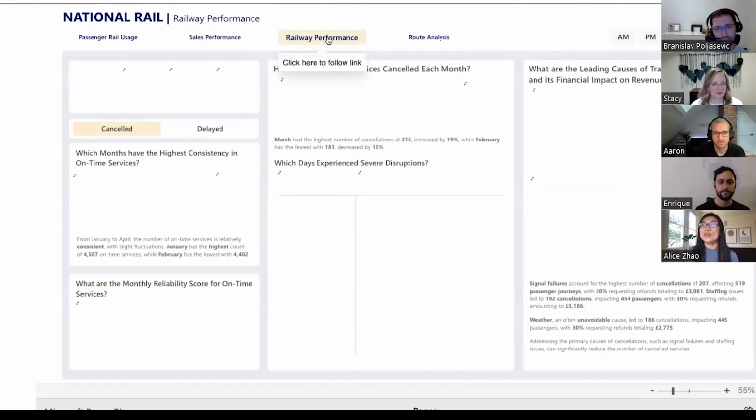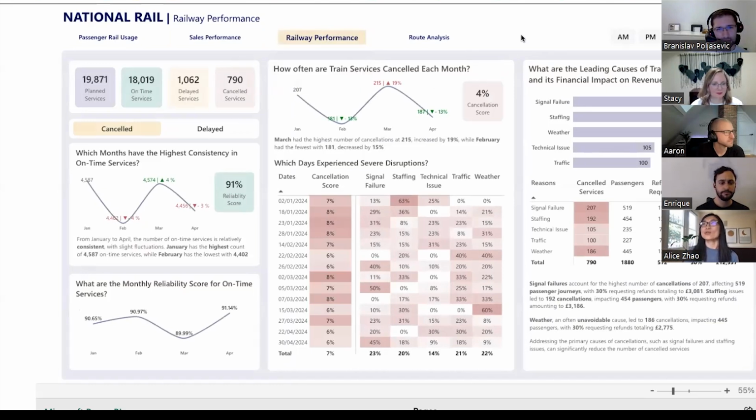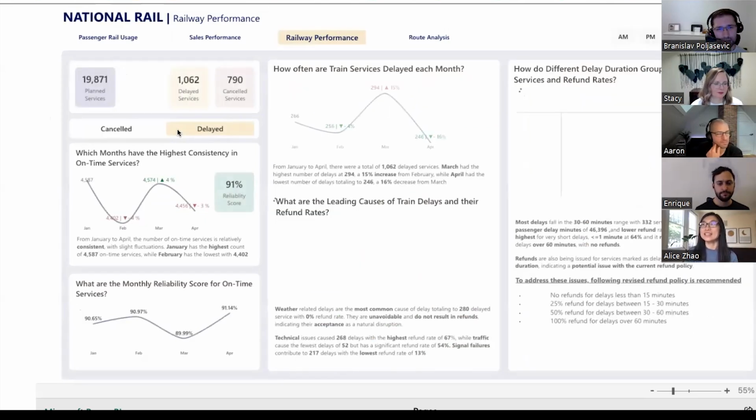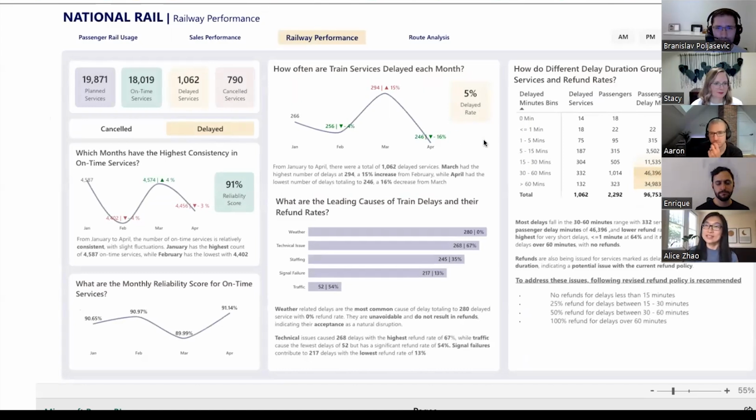In terms of this third tab, one of the things that's done really well here are some of these callouts. You see all these callouts here that are really easy to see. And again, there's this toggle that I love. You have these canceled and then delayed, and then everything updates and you get this delayed rate.